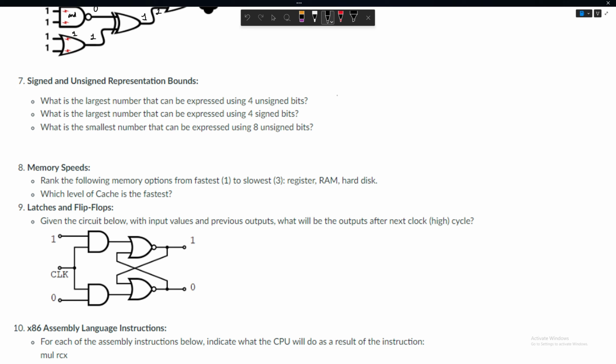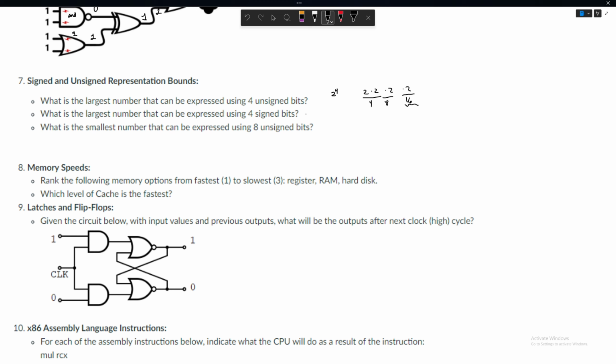What is the largest number that can be expressed using 4 unsigned bits? So if they're unsigned, you get 8, because 2 to the 4 is your answer. Is that 8? 2 times 2 times 2 times 2. This is 4, this is 8, and this is 16. Okay, so it's actually 16. What is the largest number that can be represented using 4 unsigned bits? 16.